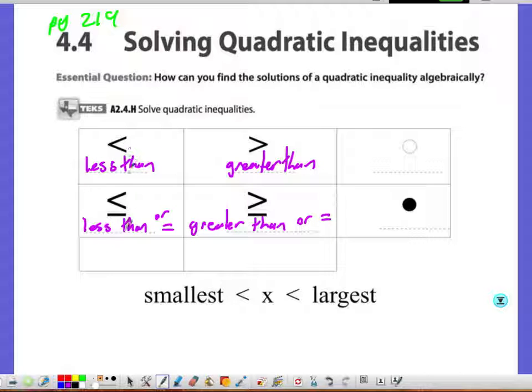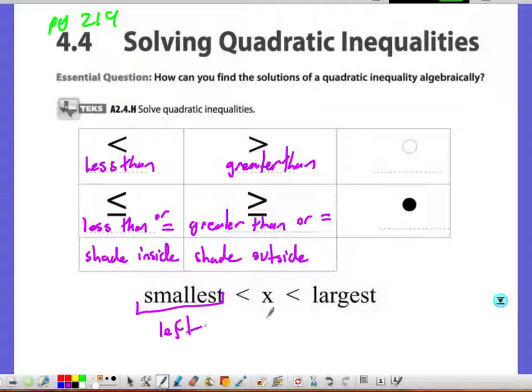Now whenever we have less than or equal to, we shade on the inside, and when we have greater than or equal to, we shade on the outside. Okay. And whenever we write the solution set, we're going to write it so that the smallest value is on the left and my largest value is going to be on the right. Alright.